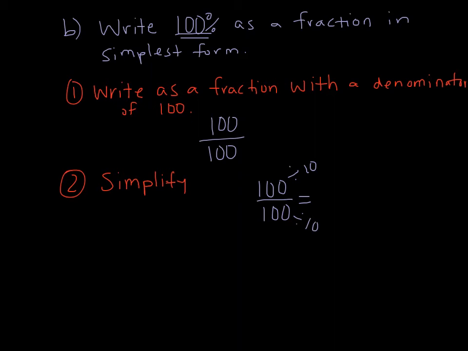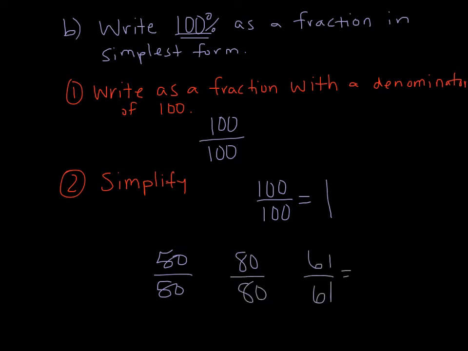But we're not going to do that, because you should all know that any number over itself, 100 divided by 100, will always equal 1. Any number divided by itself. It could be 50 over 50. It could be 80 over 80. It could be 61 over 61. They all equal 1. If we don't know that by now, you do now. Don't forget that. So in simplest terms, we know that 100 over 100 equals 1. So we've done one step, we've done two steps, we've simplified it as far as we can.